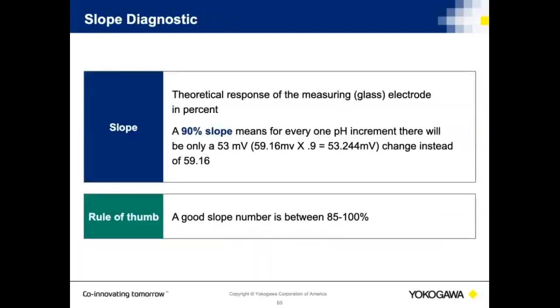Key diagnostics. Slope. Slope looks at, and we saw that line before, we showed it, and what it's doing is it's telling me the output of the electrode has changed as that measuring electrode changes. As you can see, the illustration going basically from 59.16 millivolt output to 53.244. That's all right. It's still a good slope. It's a good slope value all the way down to about 85%. So the rule of thumb is a good slope is going to be between 85 and 100%, day in, day out.